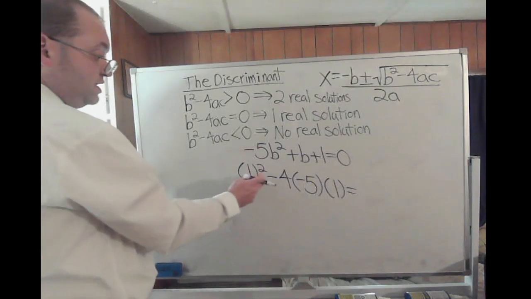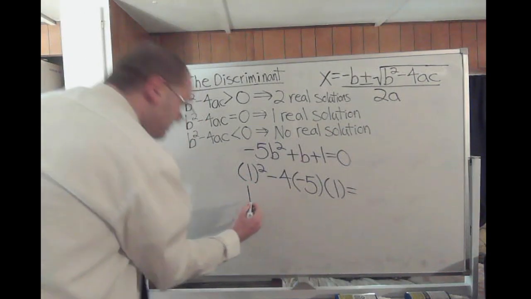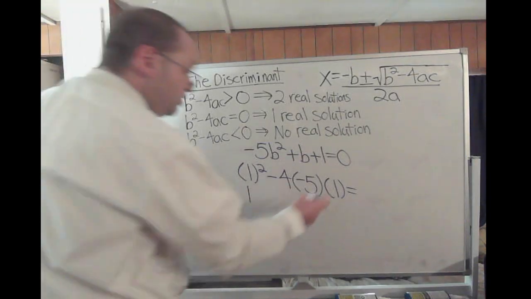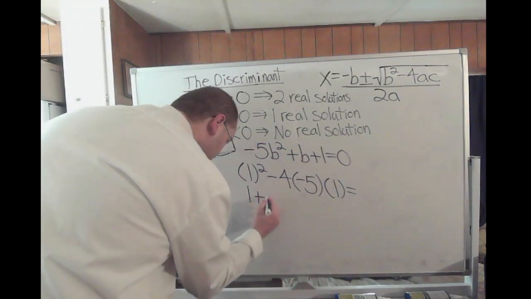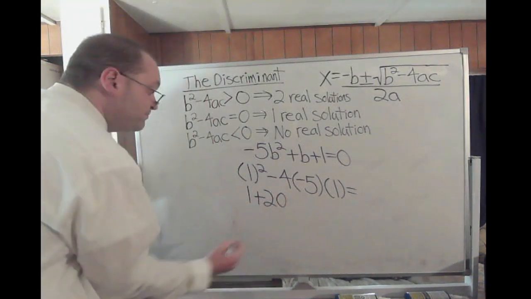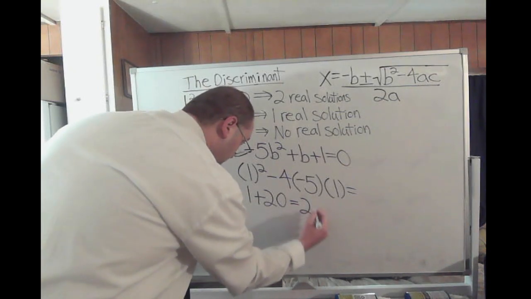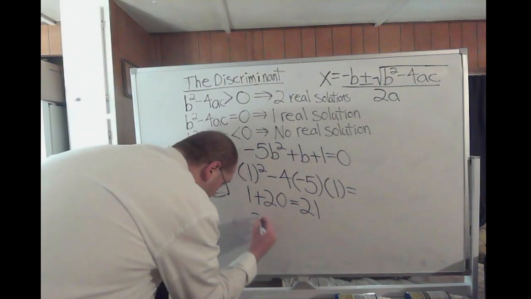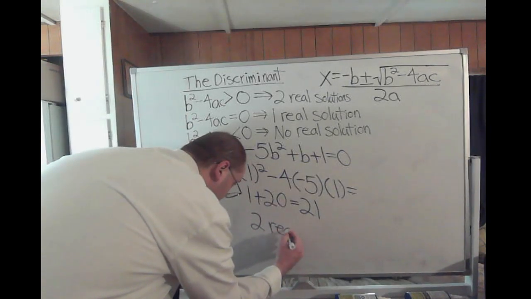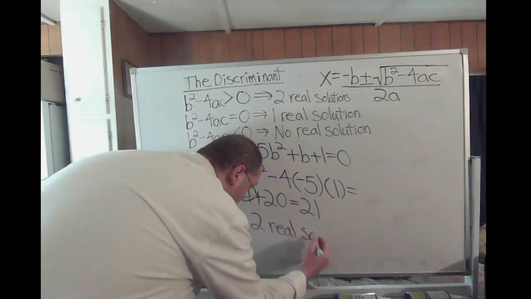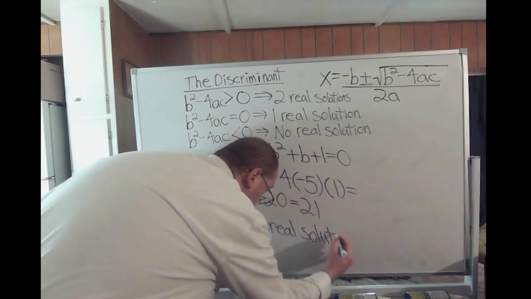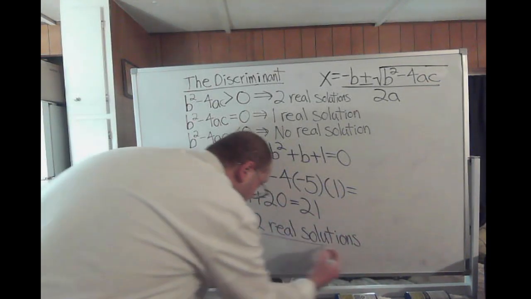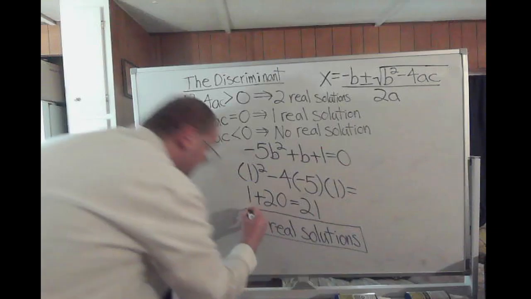Well, 1 to the second, that's just 1. Negative 4 times negative 5, that's positive 20, times 1 is positive 20. So now you have 1 plus 20, which would equal 21. So you have a positive discriminant, that means you have two real solutions. So there are two real solutions to this particular equation.